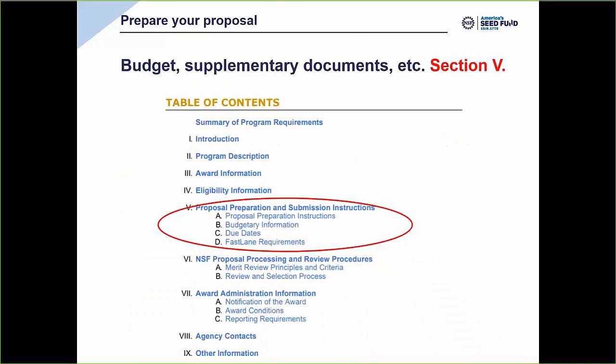So again, the information on what you need in the proposal, including the budget and supplementary documents, those are found in Section B. In those supplementary documents, it's worth noting that there's an opportunity to add commercial letters, and this can be a very important part of the proposal.